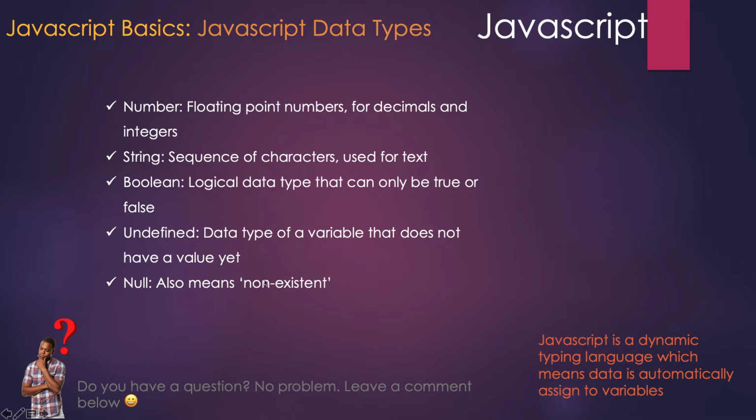And the next one is undefined. As the name implies, undefined is the data type of a variable that does not have a value yet. So undefined means that you have created the variable name, but you haven't assigned a value to it, so it is called undefined. And the last one is null, which means none exists. So now let's see how we explain this with code.